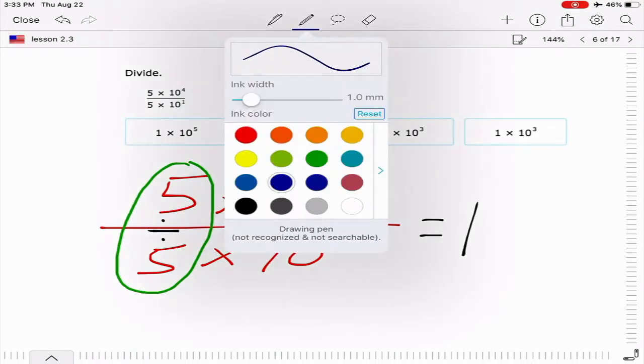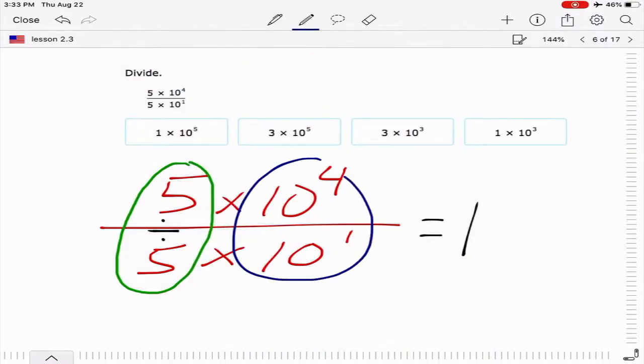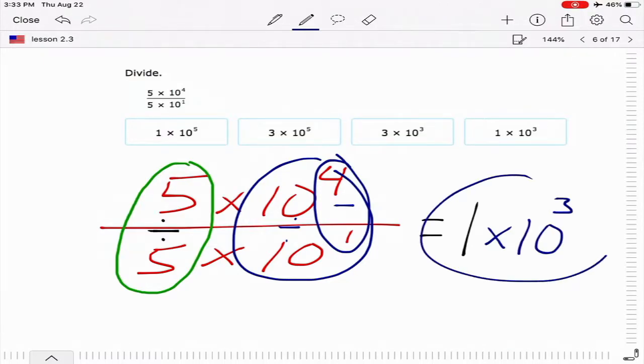And then you're going to divide 10 to the 4th divided by 10 to the 1st. And once again, whenever you're dividing the same bases, you technically subtract the exponents. So it'll be times 10 to the 3rd power. So my final answer is 1 times 10 to the 3rd power.